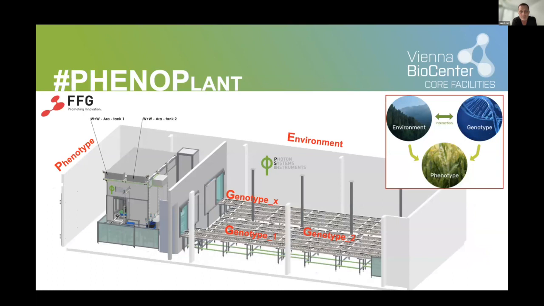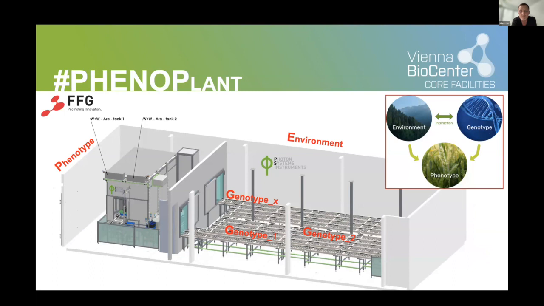It's Austria's first and only high-throughput and multi-sensor plant phenotyping infrastructure, which is fully incorporated into a huge phytotron. This huge phytotron gives us the advantage of having super precise control of environmental conditions like temperature, humidity, light, and also CO2 levels.